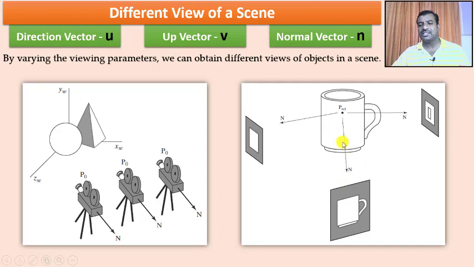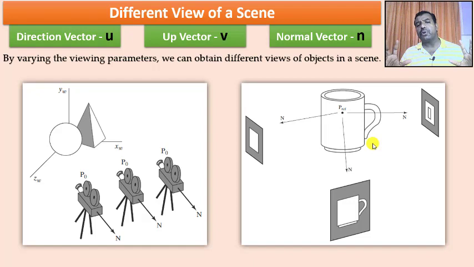Now if I don't keep the normal vector constant and change it with respect to the axis, right now it is in the z-axis, later I'll move to the y-axis, and later to the x-axis. If I keep varying this, then I can view the object from the front face, from the side face, and the same object from the other side. So by not keeping N constant and varying the N vector, I can view the object in different directions. This is how we get different views of the scene in computer graphics.